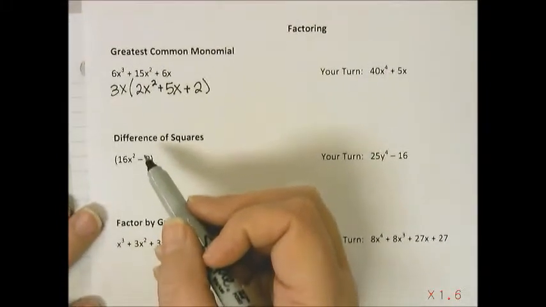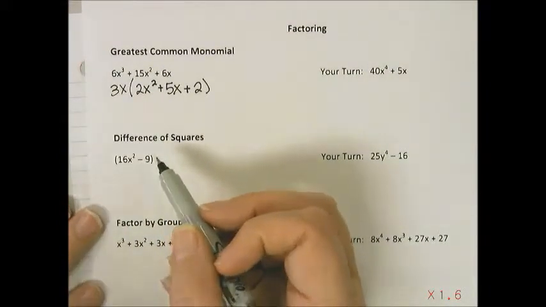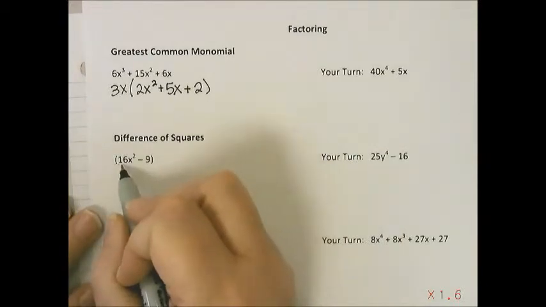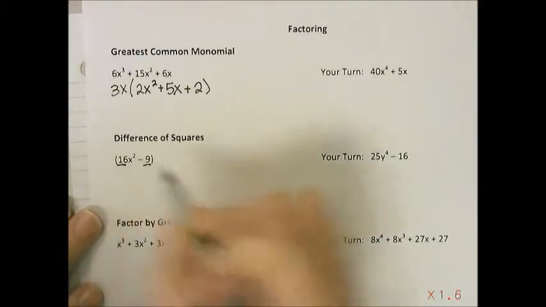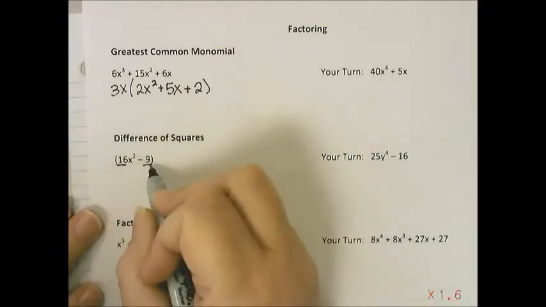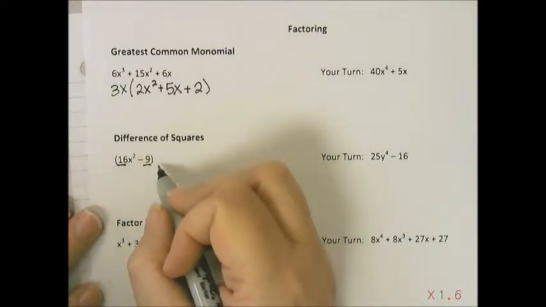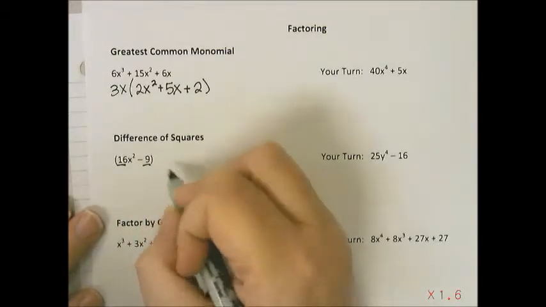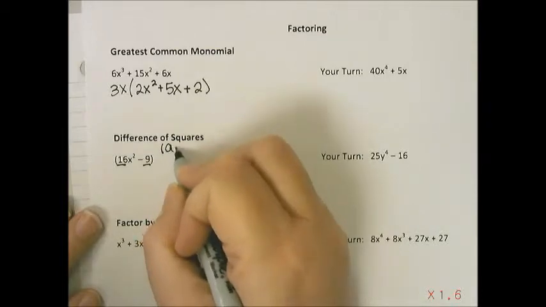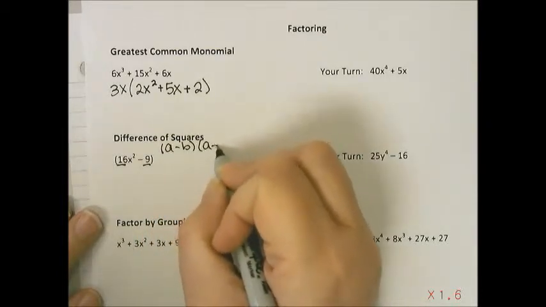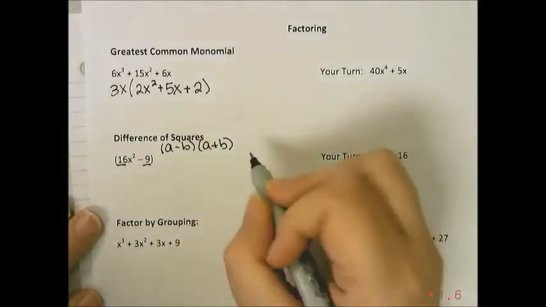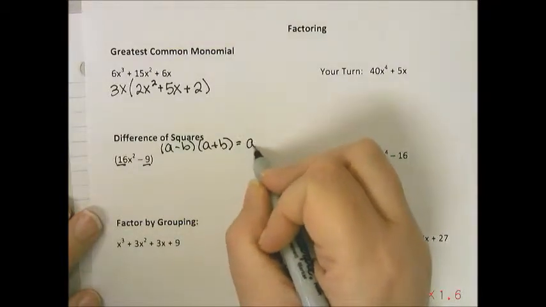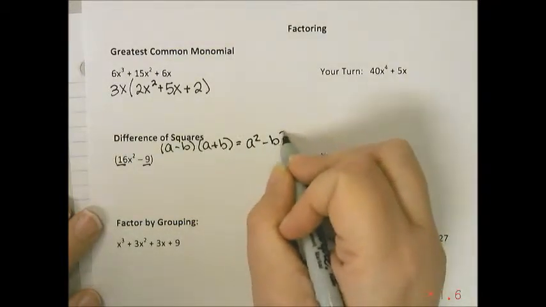The next type is differences of squares. So we have our value in the front and the value in the back. If both of these are squared values and there's a subtraction sign, we can do the difference of squares. So we have a minus b times a plus b, which we had done yesterday. So that becomes a squared minus b squared.